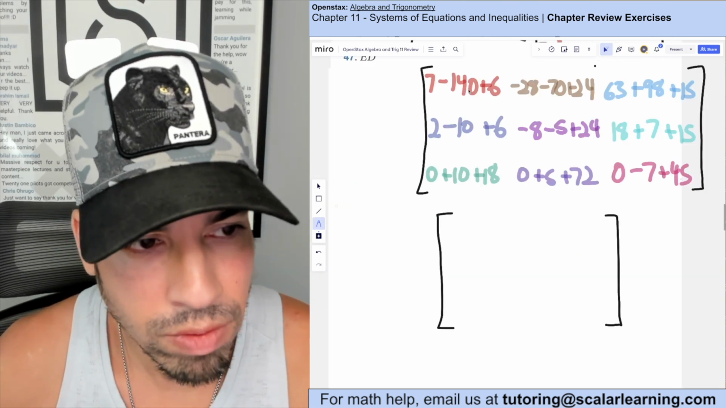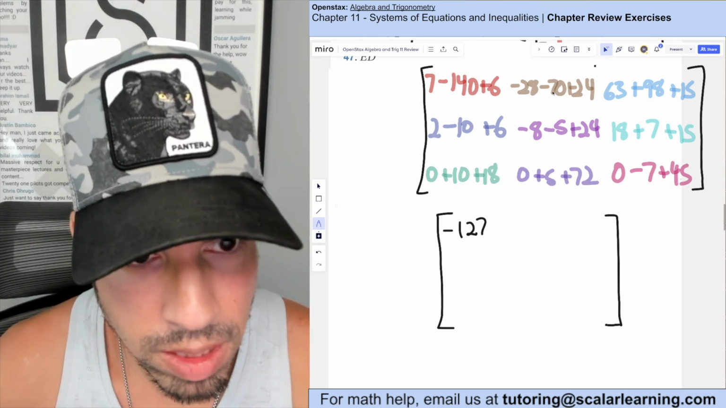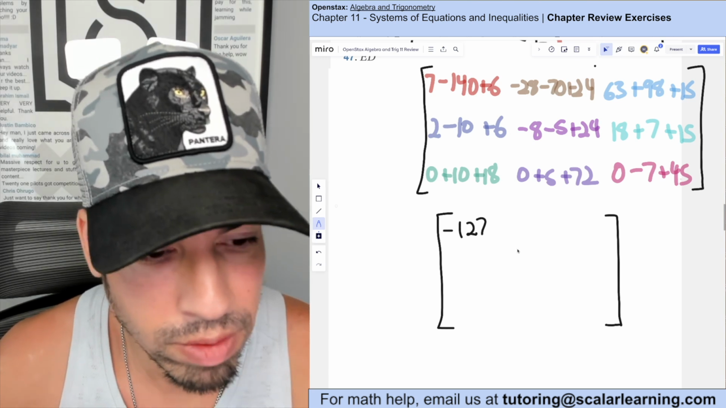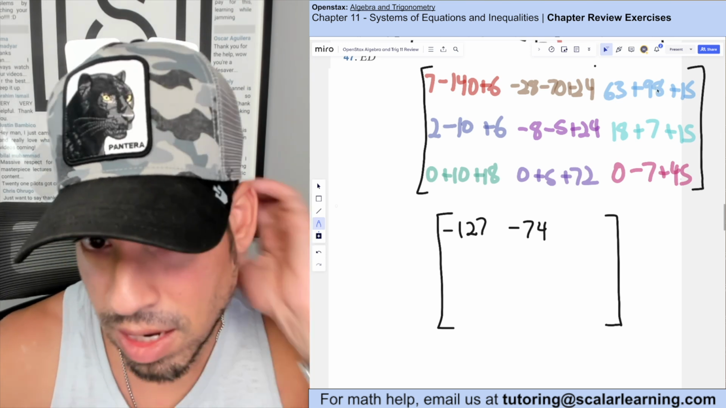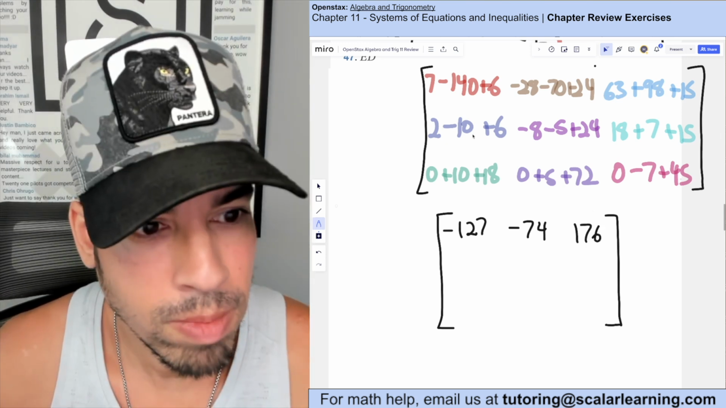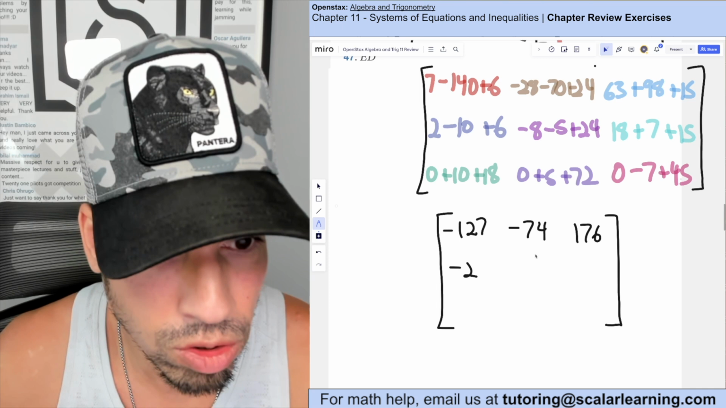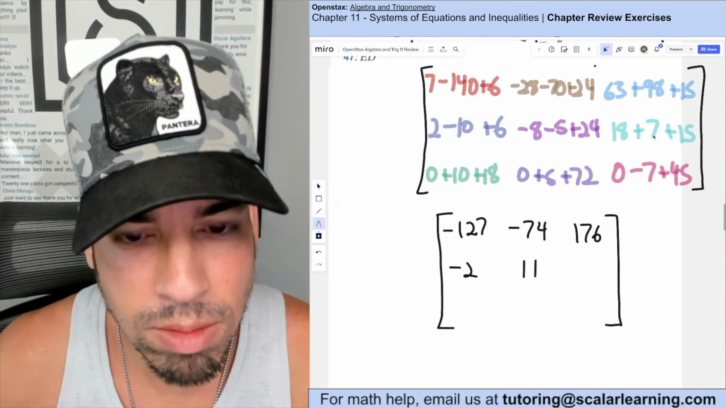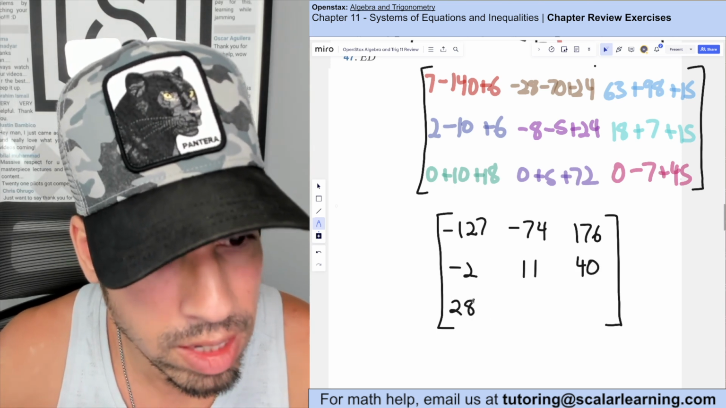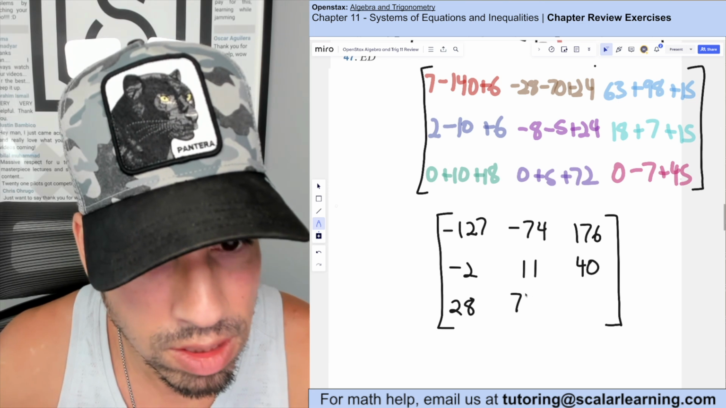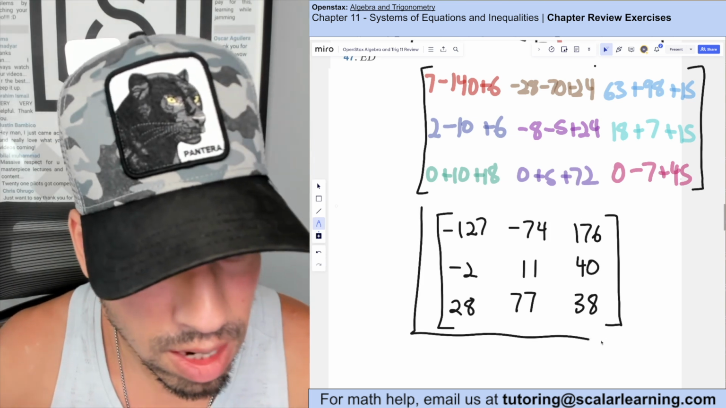So 7 minus 140 is -133. That would be -127. This one is -28 minus 70 is -98. Plus 24 is -74. These are all positive. 63 plus 15 is 78 plus 98. That's 160, 176. Then we got 2 minus 10, which is -8, plus 6 is -2. -8 minus 5 is -13, plus 24 is 11. 18 plus 7 is 25, plus 15 is 40. And then 0 plus 10 plus 18 is 28. 0 plus 5 plus 72 is 77. 0 minus 7 plus 45 is 38. And that is how you do it.